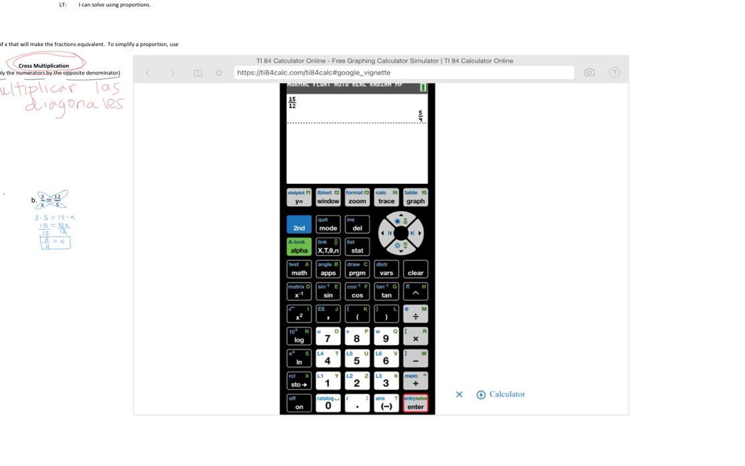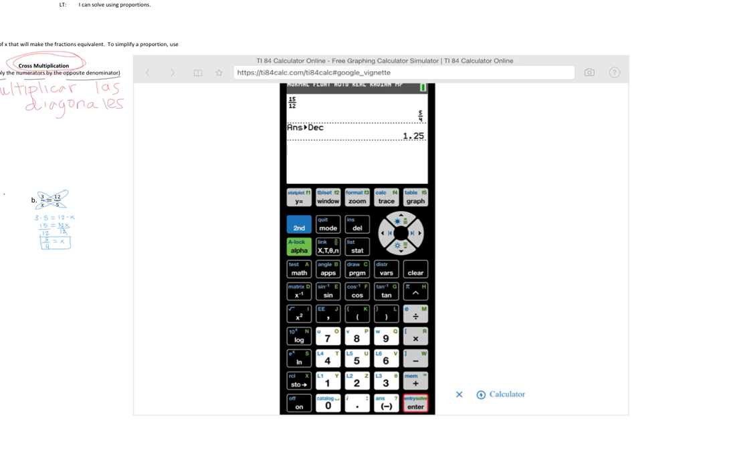If I wanted to know how 5/4 was as a decimal, I'm going to hit math, and I'm going to hit 2 for decimal. What it's doing is grabbing the previous answer and changing it to a decimal. And I hit enter, and I get 1.25.